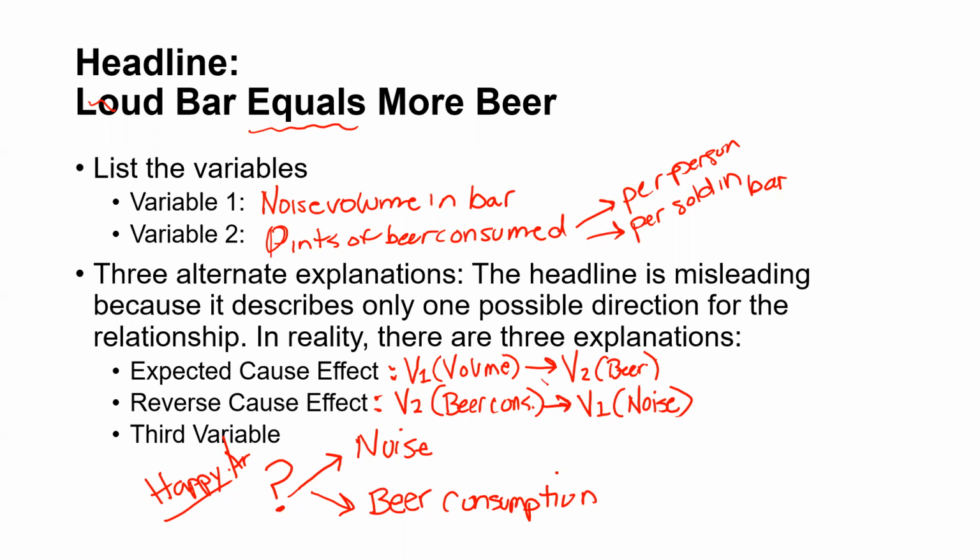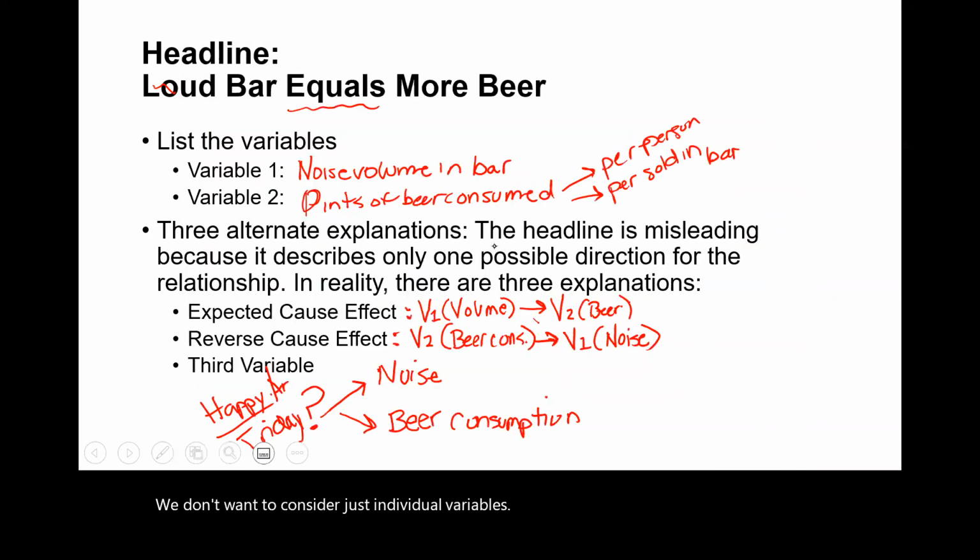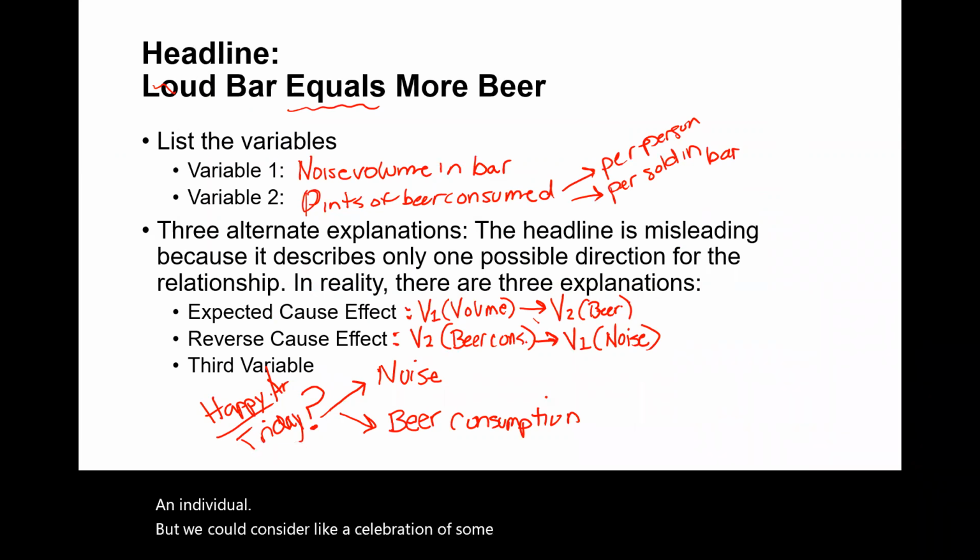I think that we could say if it's a Friday after work, we might have people unwinding from stress. So the variable would be like the day of the week. So happy hour, or a Friday after work, after all the stress of the work week. We don't want to consider just individual variables, like an individual, but we could consider like a celebration of some sort, like a birthday celebration or something like that.